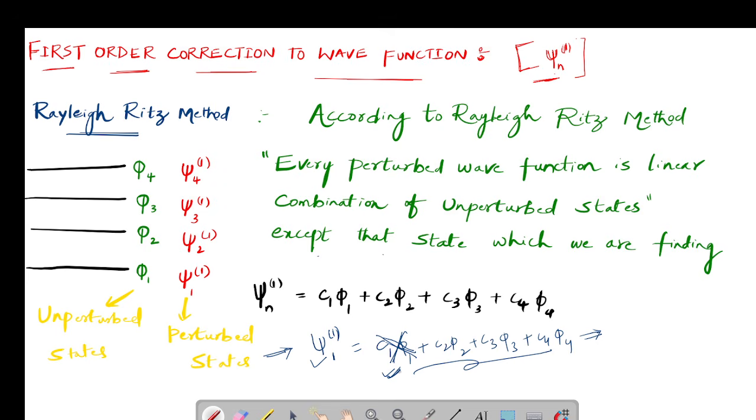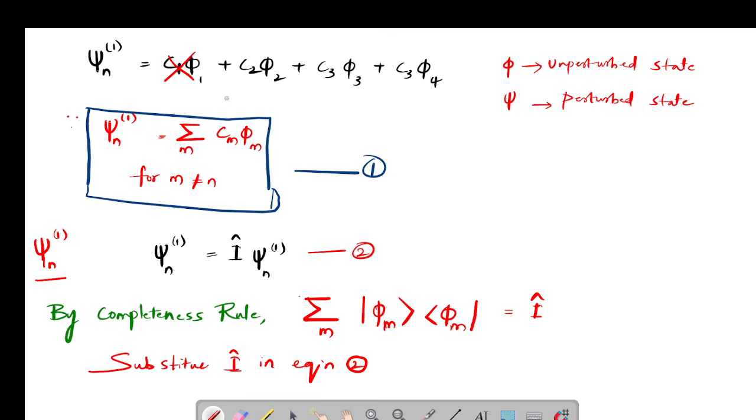As we are finding the first state, we need not include this term in the expansion. So if you want to find C1 of 1, we need to take out this term. If you want to find C2 of 1, you need to take out this term. I hope you understood. Like this, we have to apply the Rayleigh-Ritz method. In this example, if you want to find C1 of 1, we need to cancel this term, and all other terms must be in a linear combination. Here phi is an unperturbed state, and psi is a perturbed state.